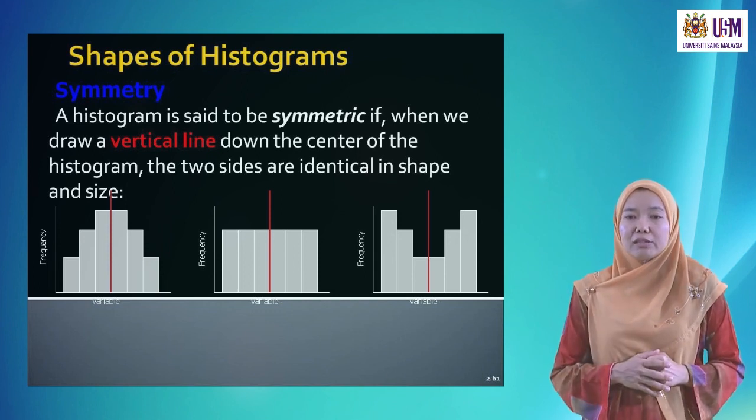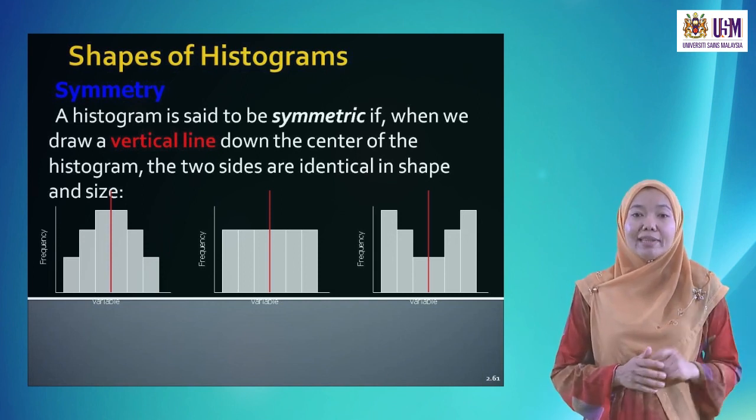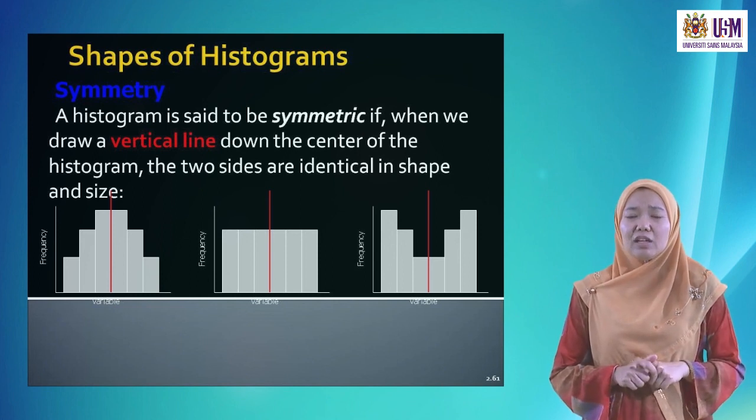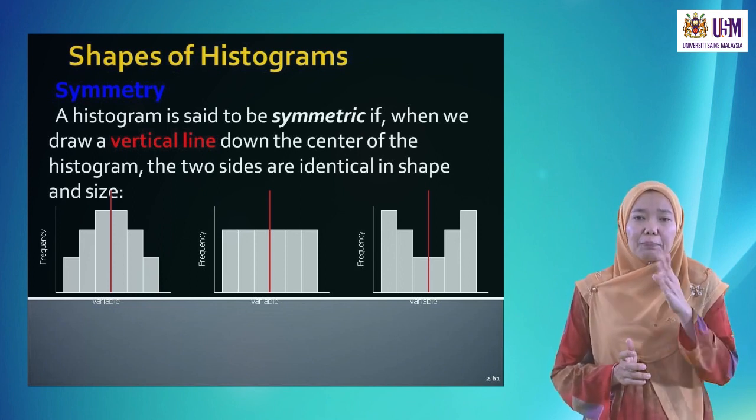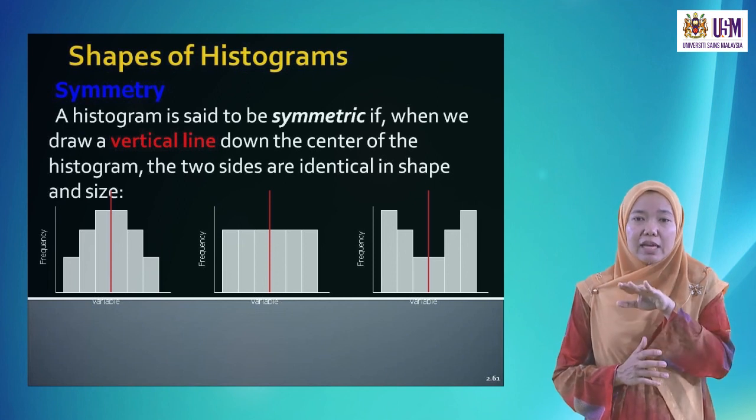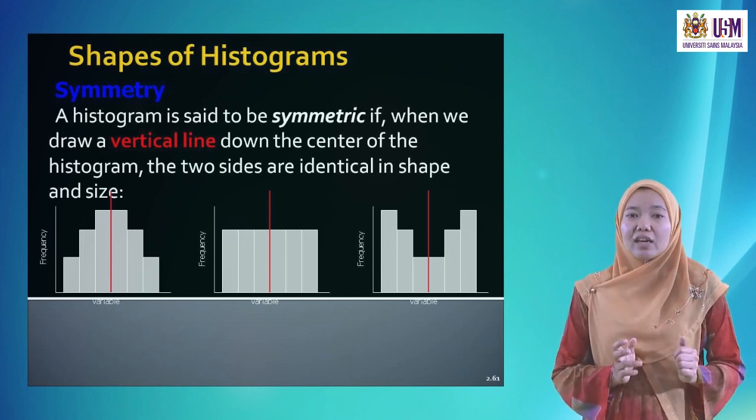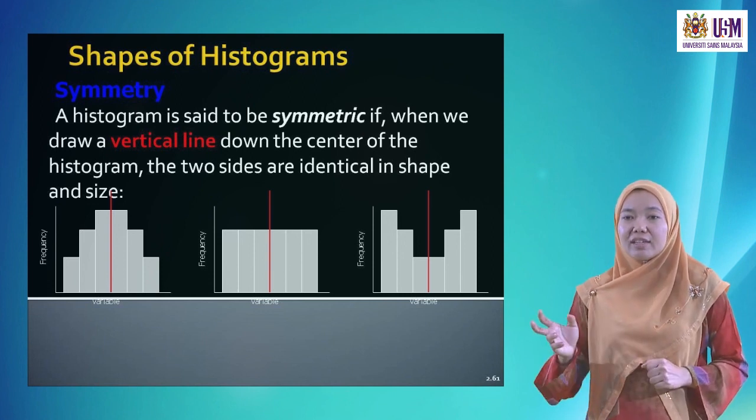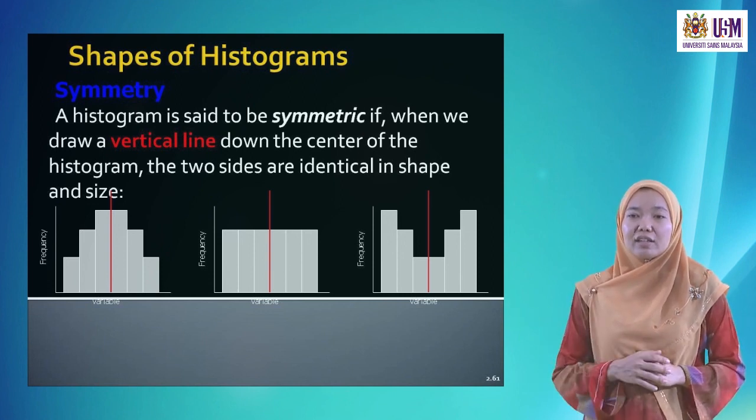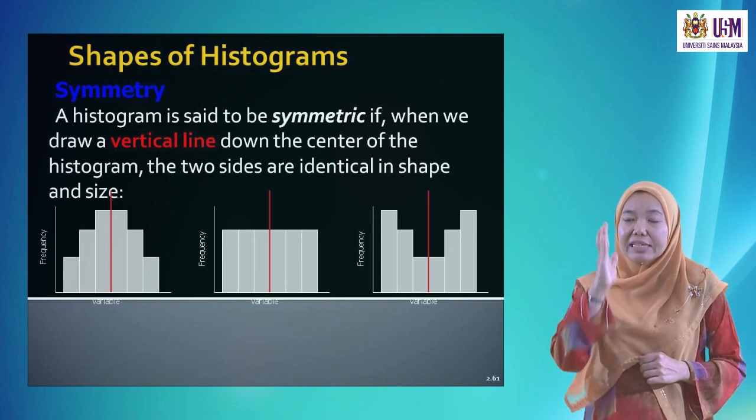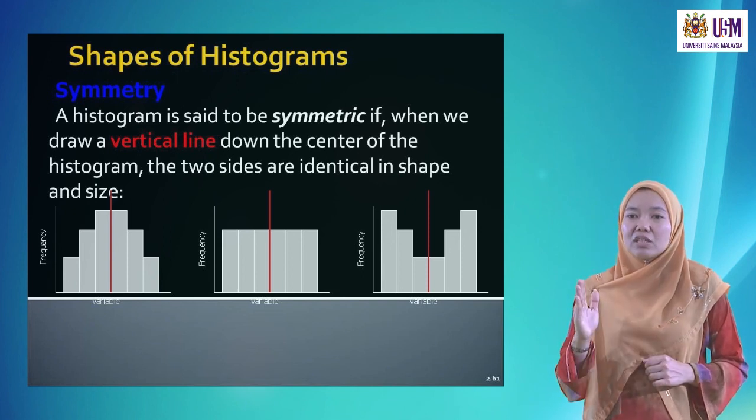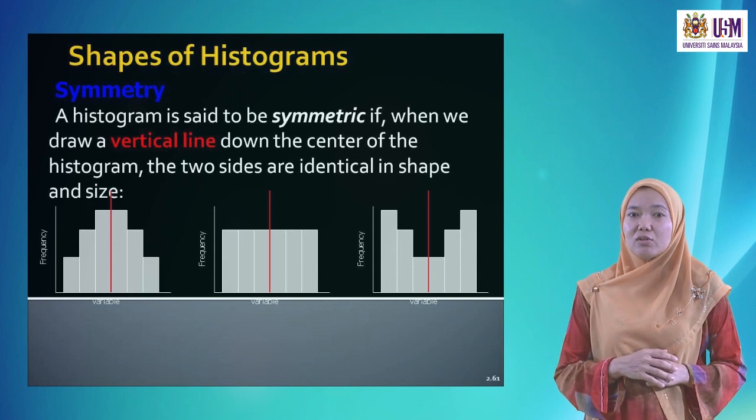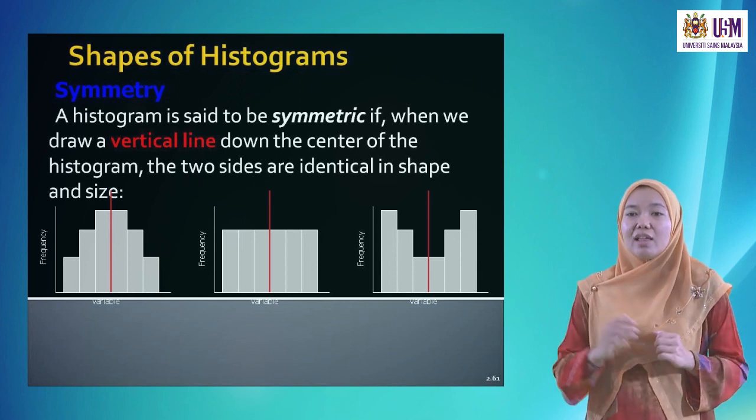And if you look at the one in the middle, the bars are of equal length throughout the horizontal axis, so you put a line in the middle, the same length, so they are still symmetrical. And then you have the one on the far right-hand side corner, a histogram with a different shape, but once you put a red vertical line in the middle, you see that they are symmetrical. The right-hand side is similar to the left-hand side.